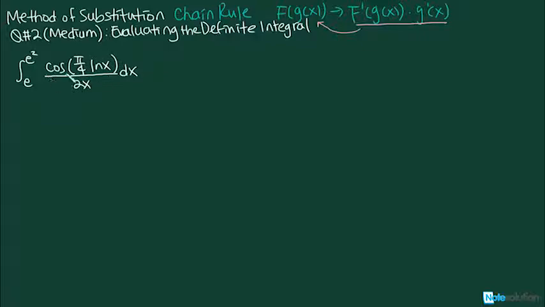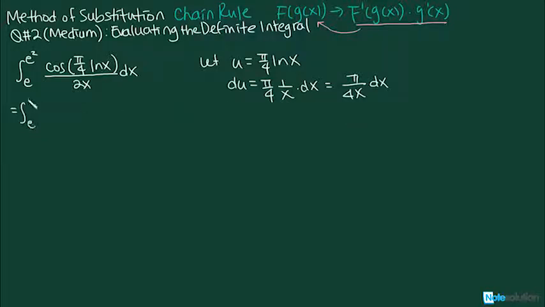It's usually the one that is in the bracket of some kind of function like square root or cosine or whatever. So here, let u be pi over 4 ln x. When we take the derivative of this, pi over 4 is just a number, and ln x will take the form of 1 over x, taking the derivative with respect to x. So that will equal pi over 4x dx. But notice when we rewrite this function, it's going to be e to the power of 2 cos of pi over 4 ln x, times 1 over 2x dx.